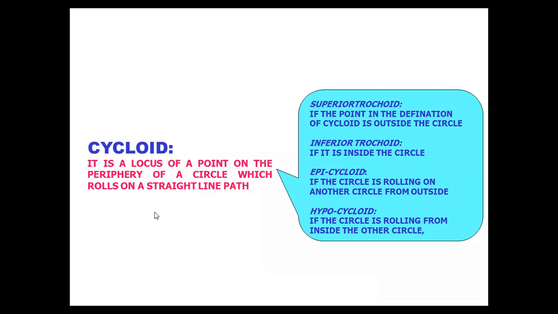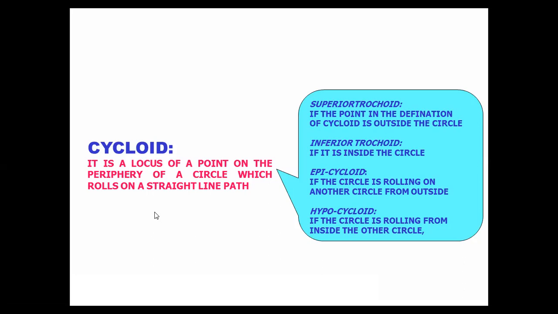Whereas what is an inferior trochoid? If it is inside the circle, meaning the point under consideration is inside the periphery of a given circle, then it will be an inferior trochoid. Now, what is the best example of that? The best example of that is the air filling valve of our tire. That is the best example of an inferior trochoid.